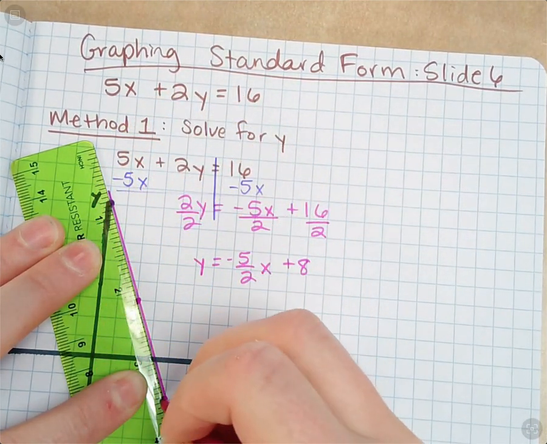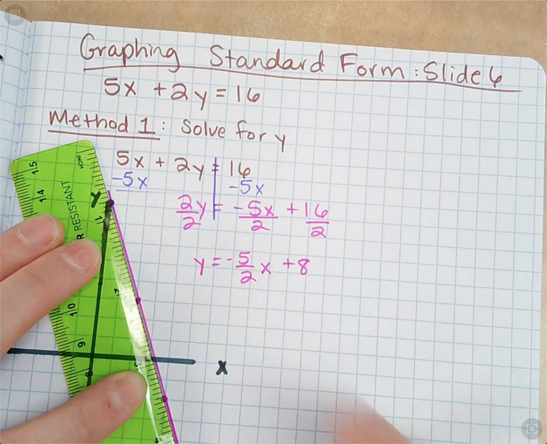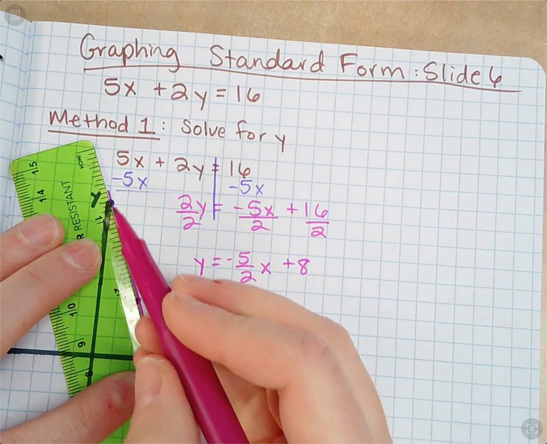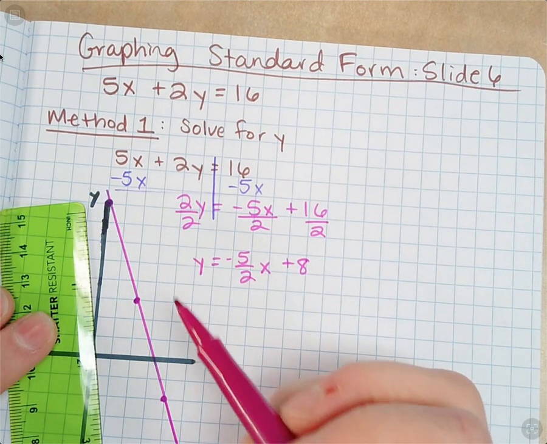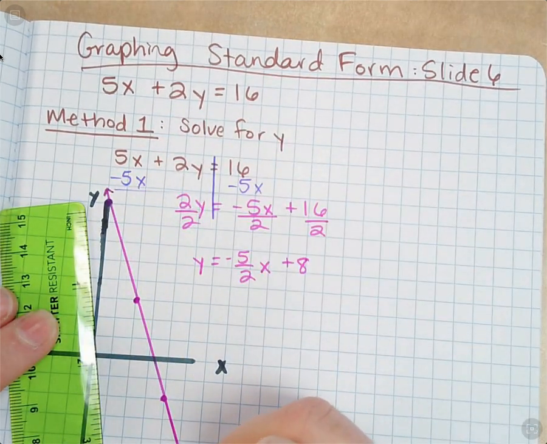Whenever you graph your line, line up your dots on top of the ruler, so that whenever you draw your actual line, it'll go exactly through the dots or the points.